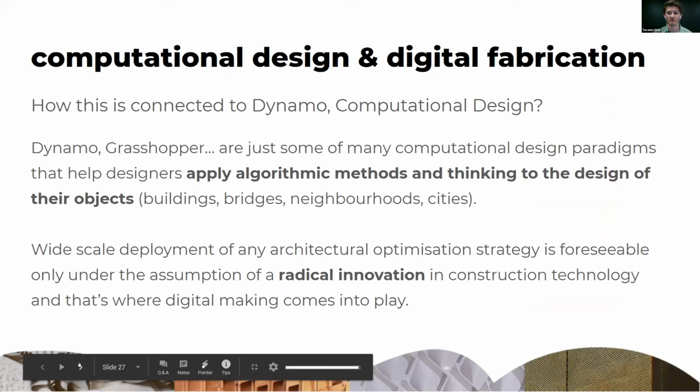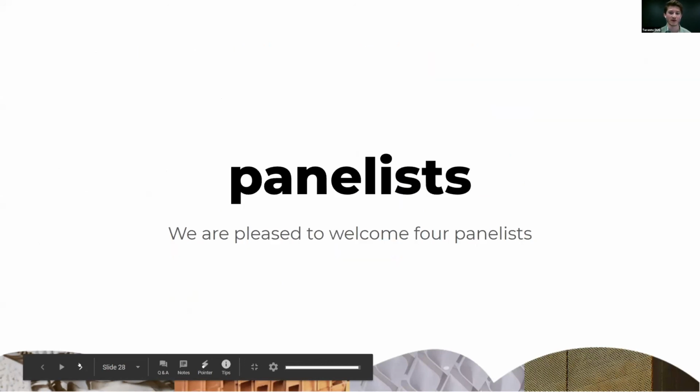And just to reinforce the hypothesis that we actually need to start doing digital fabrication, I would like to use a quote from a recent publication: wide-scale deployment of any architectural optimization strategy is foreseeable only under the assumption of a radical innovation in construction technology as well. And this helps bring architecture, engineering, and construction into a symbiotic relationship.